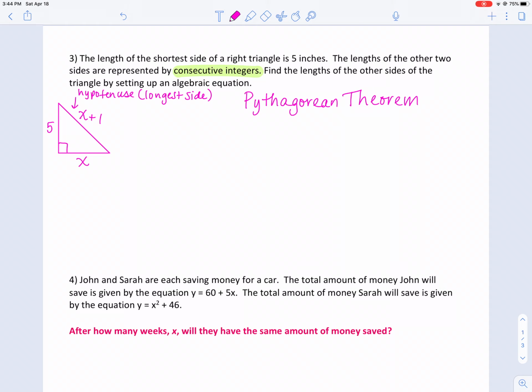And the Pythagorean theorem states that a squared plus b squared equals c squared, okay? And you have to know that your legs are your a and your b, and your hypotenuse is always your c. So that would mean your a could be 5 squared, your b can be x squared, and your c, that whole thing, x plus 1, would also have to be squared.